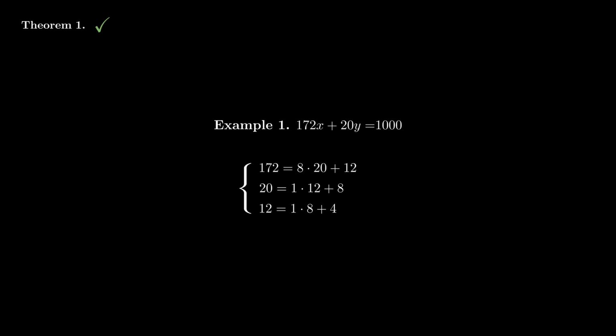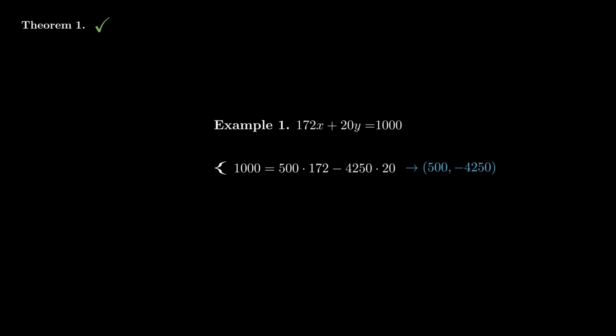Now it's useful to notice that solving a linear Diophantine equation is pretty much finding a linear combination of some sort. You don't see that? Bear with me. We're first going to find 4 as a linear combination of 172 and 20. We do that by working backwards through our previous equations for the GCD. We solve each of them for the remainder. Now we substitute the expression for 8 in the expression for 4. Now the one for 12, and the new one for 4. There you go. If we multiply both sides now by 250, that is 1000 divided by 4, we get... Nice. Our solution then is the pair 500 and minus 4250.